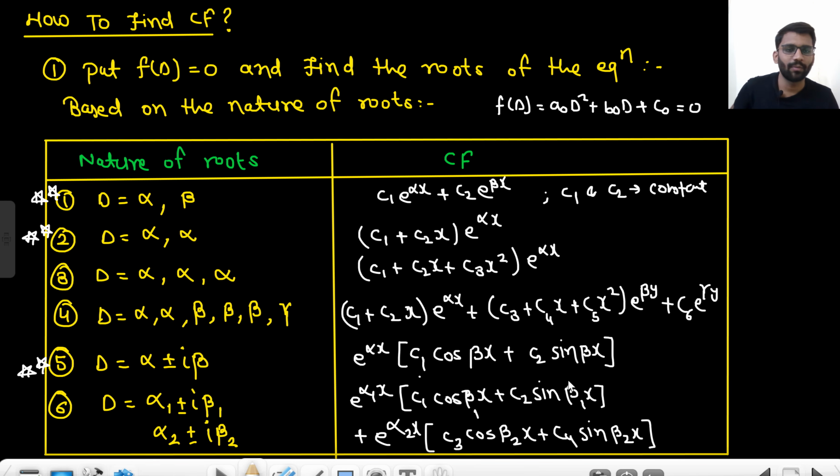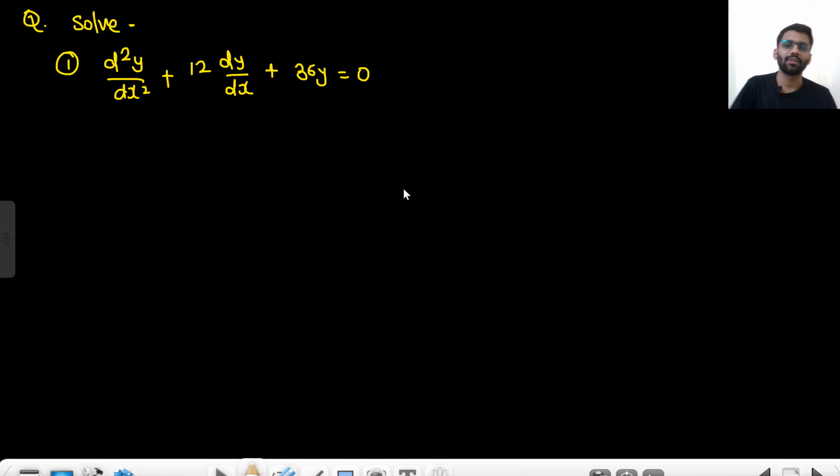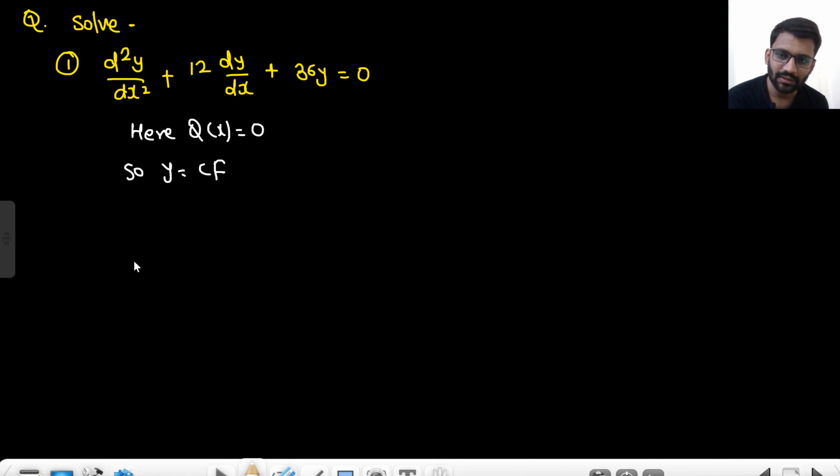Okay, so these you need to remember for sure. So this is how you find CF. Now let's just come to our question. So what do you see? First thing you see here is that Q(x) equals 0, so y will be equal to CF.